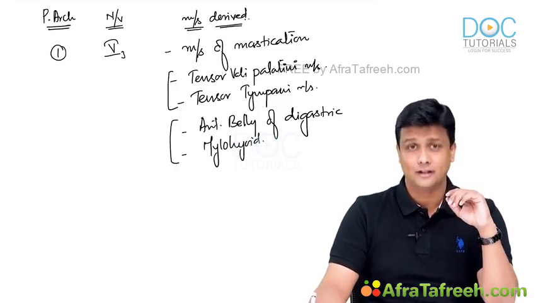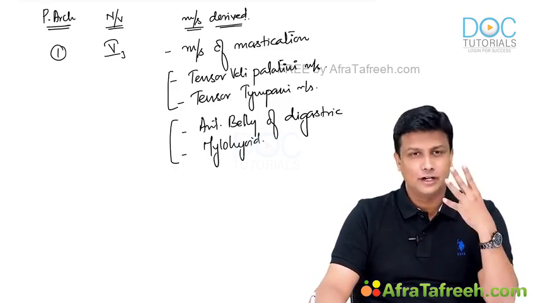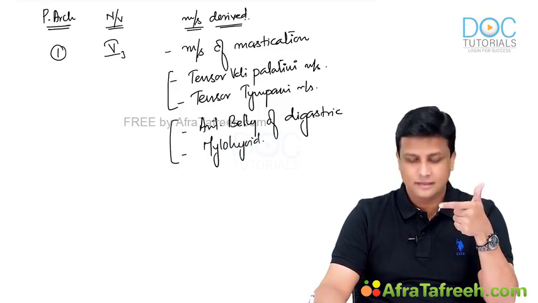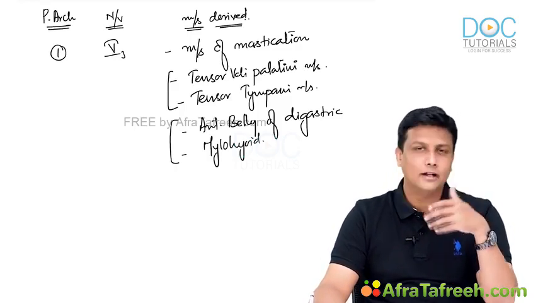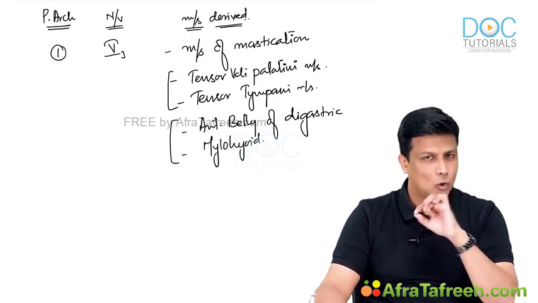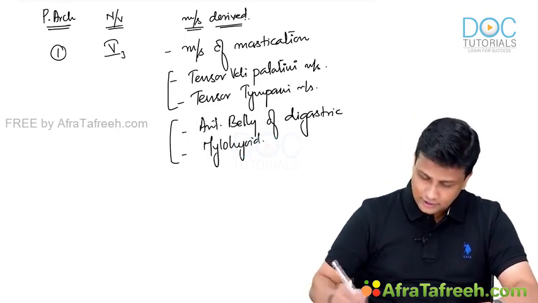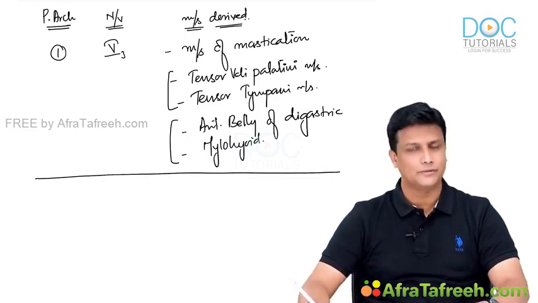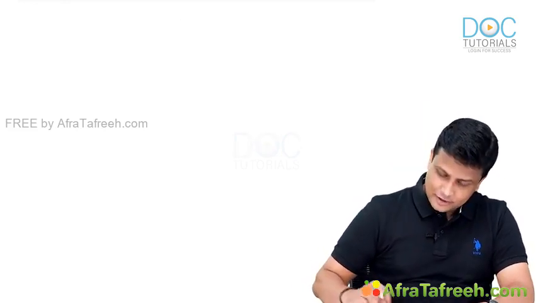Every student knows that. The confusion will be with that 4 different muscles. So remember two tensors, tensor veli palatini and then tensor tympani, and then remember anterior belly of digastric along with the mylohyoid. All these are derived from the arch number 1, the pharyngeal arch number 1. Perfect. Now welcome to the arch number 2, second arch.